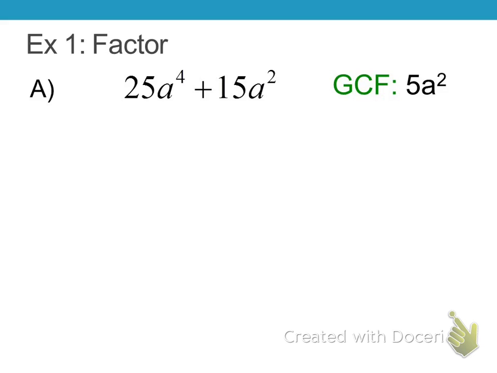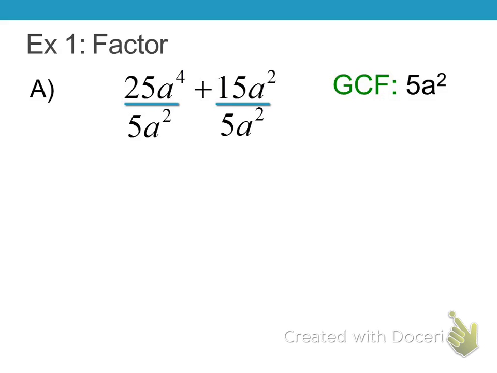25 and 15, the coefficients are both divisible by 5. The first one has 4 a's being multiplied. The second one has 2 a's being multiplied. Remember, we always go with the common bases. You go with the lowest exponent. So the GCF here is 5a squared. From there, we are going to go back and divide each term by that GCF.